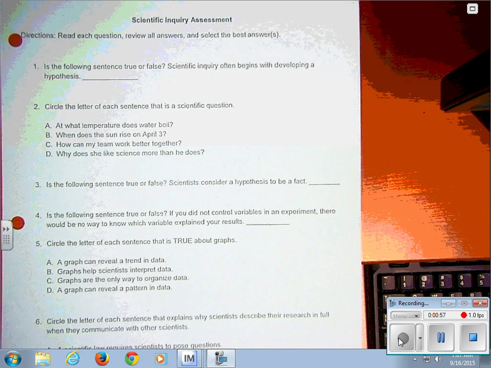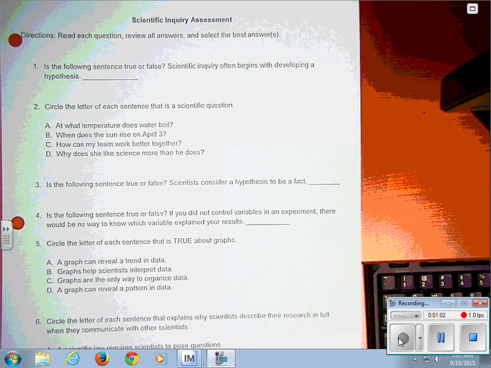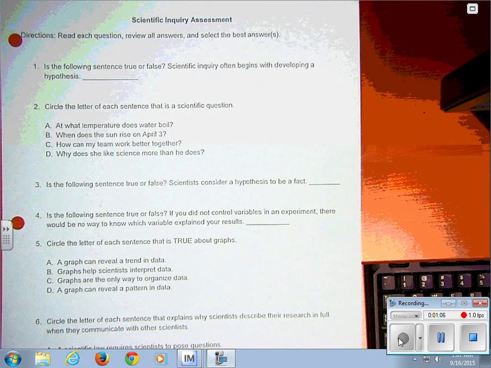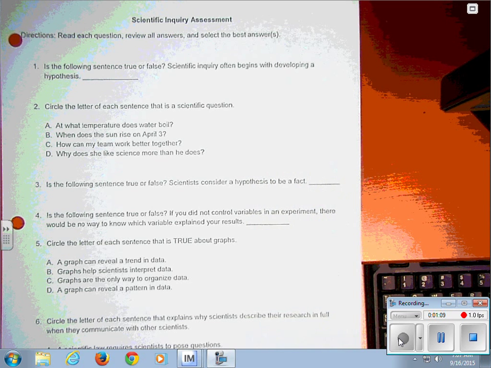Five. Circle the letter of each sentence that is true about graphs. A. A graph can reveal a trend in data. B. Graphs help scientists interpret data. C. Graphs are the only way to organize data. And D. A graph can reveal a pattern in data.